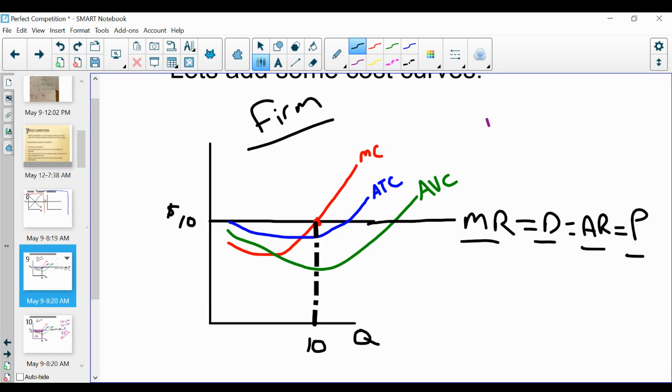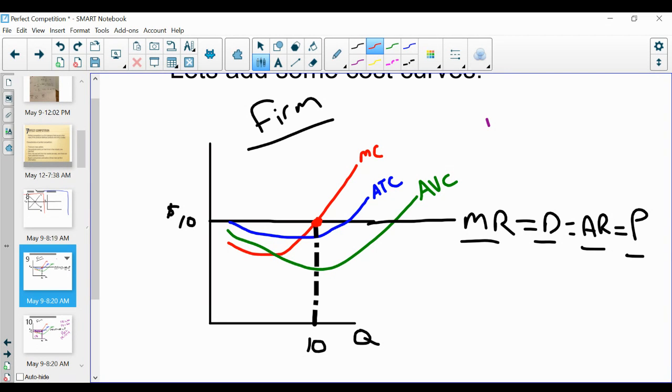Now, if you notice, I've already found my profit-maximizing spot. It's right here. Why is that my profit-maximizing spot? Because it is where MR equals MC. Then I follow it down to 10. So this is where I want to operate. But my question is, how much profit am I making at this point?